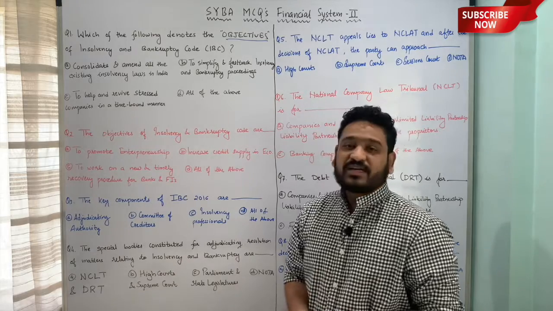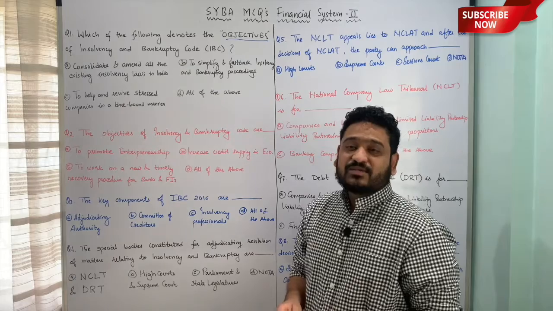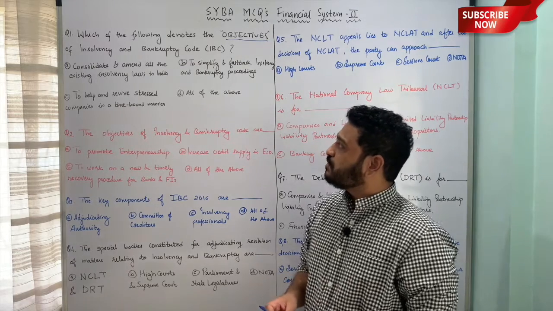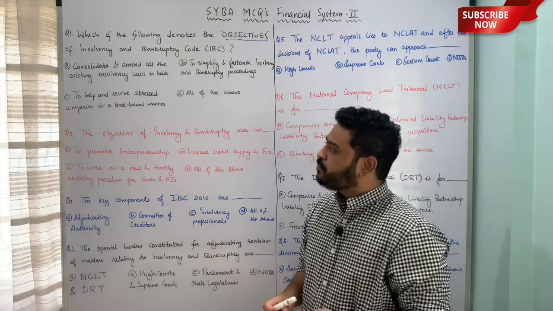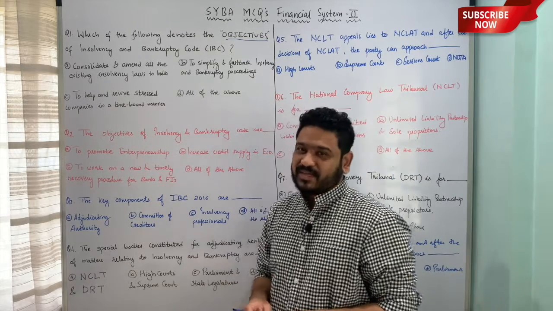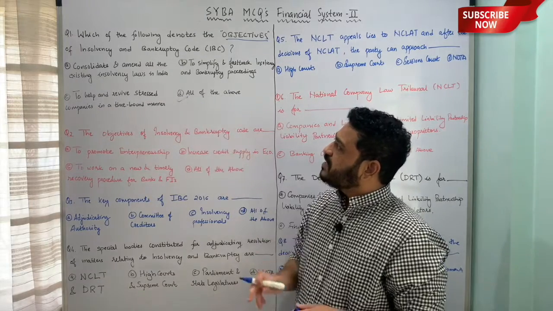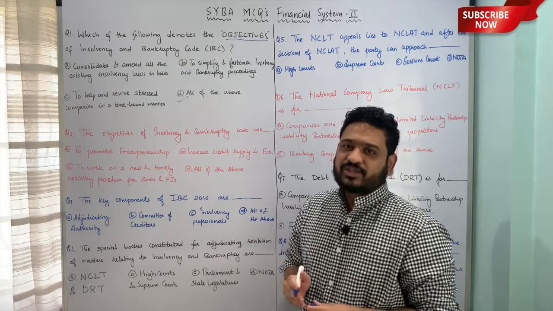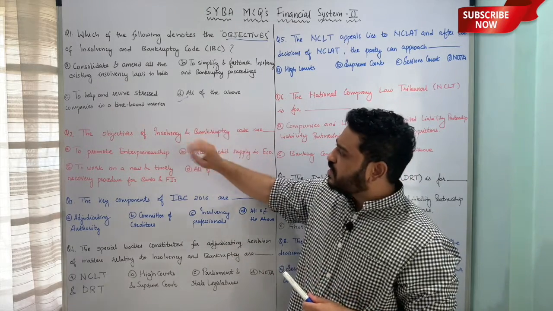That means consolidate and amend all the existing laws in India related to insolvency. Second is to simplify and fast track the resolution mechanism and proceedings related to insolvency and bankruptcy in India. Third is to help and revive stressed companies in a time bound manner. So here option D, all of the above, is the correct answer with respect to this question. Let us now move to the next one.